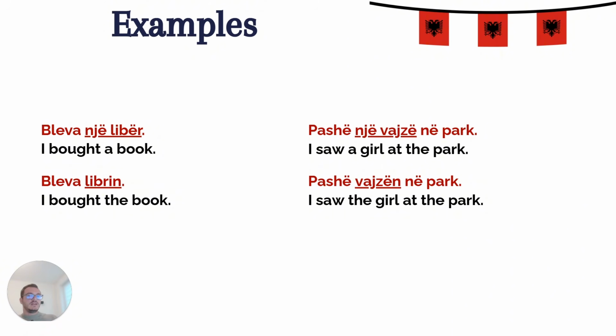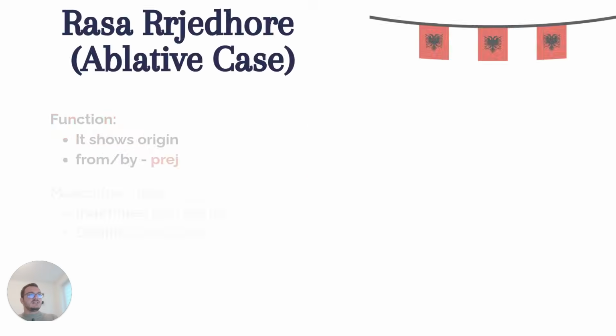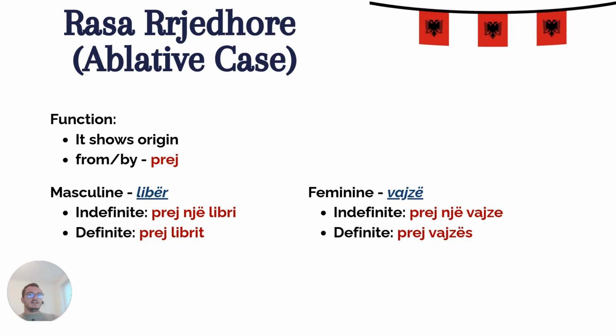And the last one is the ablative case, rasa rrjedhore. The ablative case is almost identical to the dative case. It is only used with some prepositions, but most commonly prej, from. So the function of the noun in the ablative case is to show origin.